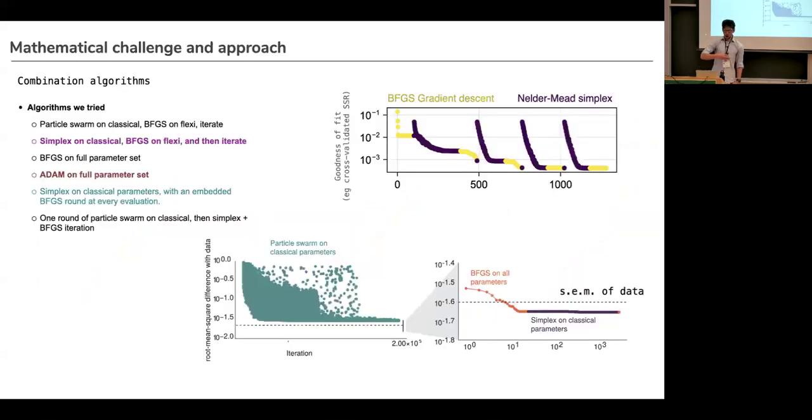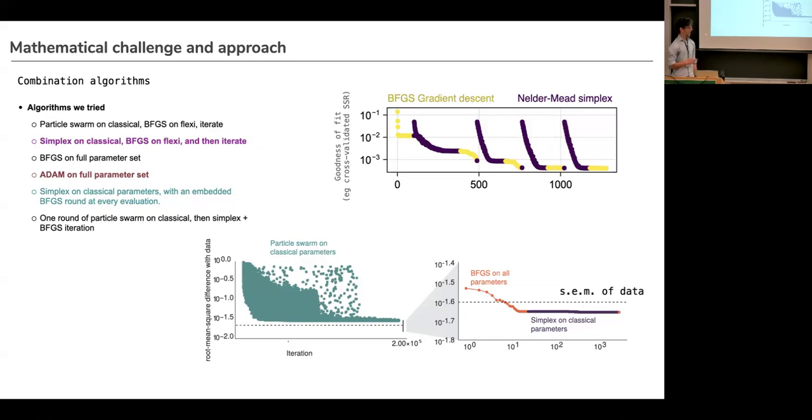Okay, so of all the algorithms that we've tried, we've found some that work. And I think many of them are like what you would think of if you sat down. They're basically iterative combinations of everything that we've tried. The problem is we don't know when which one will work and when it won't. So one is we've iteratively done gradient descent on the flexi parameters, and then simplex on the classical parameters, and then iterated this. Sometimes that works.